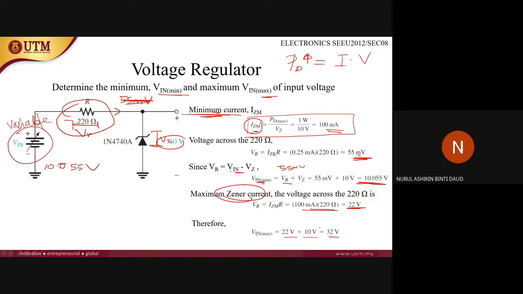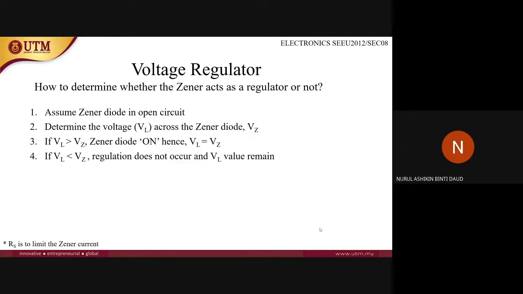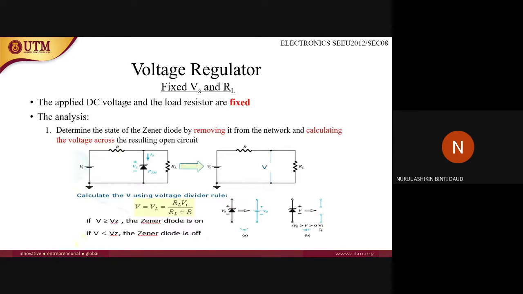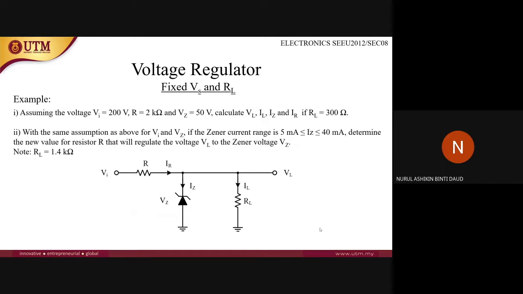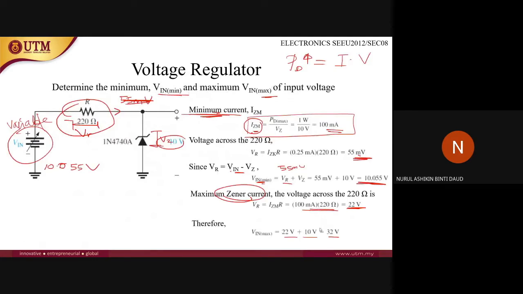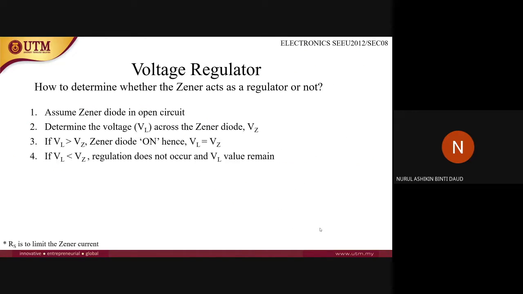I think this one you will understand better after I explain the fixed VS and the other conditions too. I think it will be quite confusing if you don't know how to calculate the conditions yet. So first we look at the conditions first now.